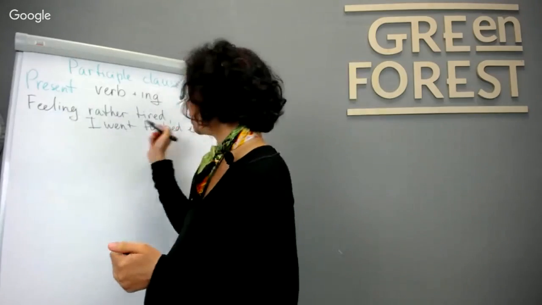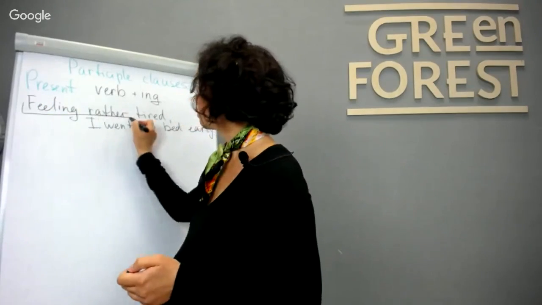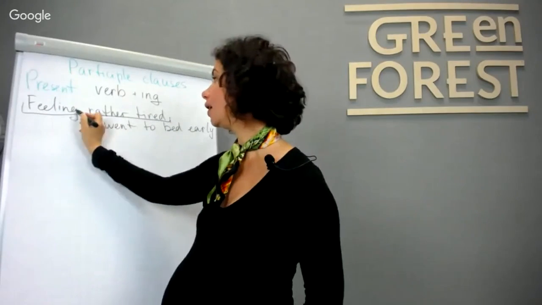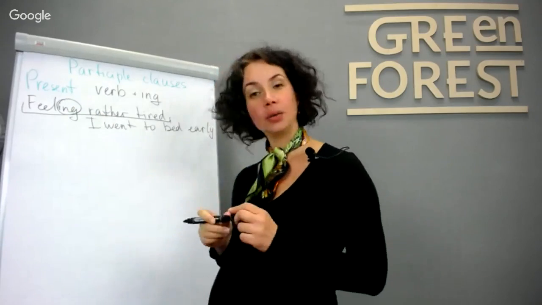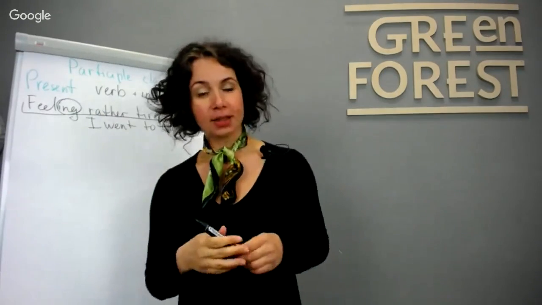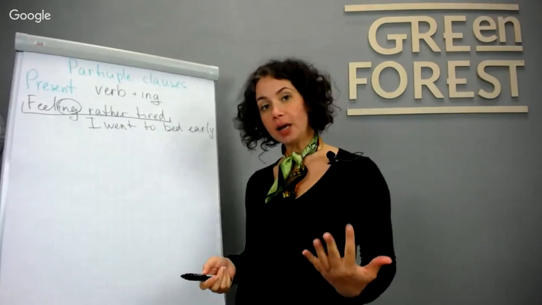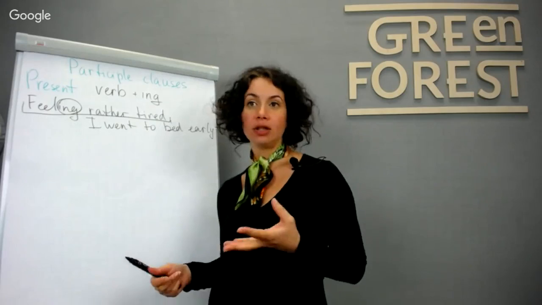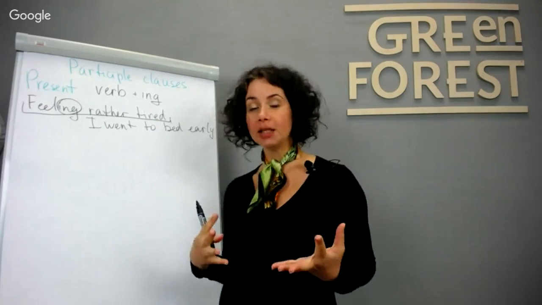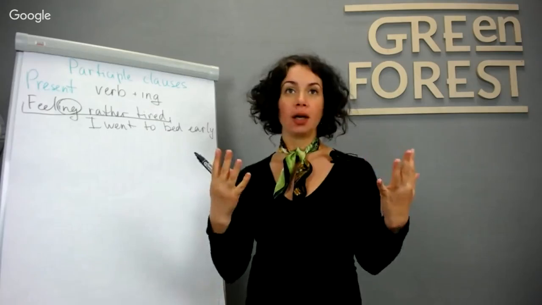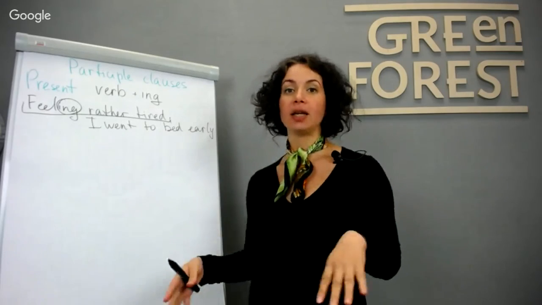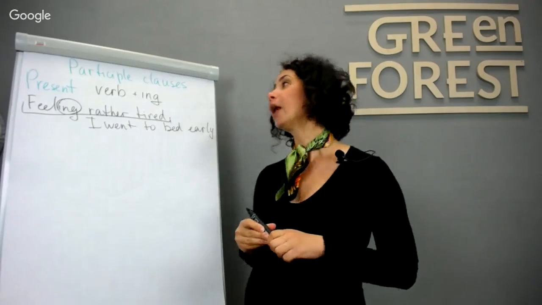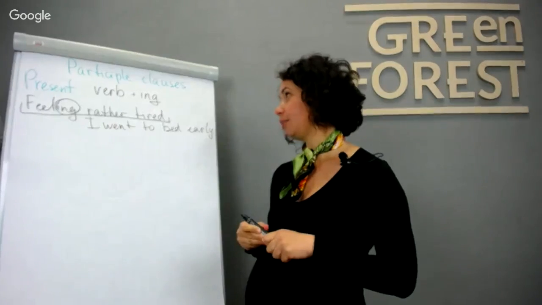Feeling rather tired is our present participle clause. And how do we create it? We use the verb feel with the ending ing. And this is how it is created. The original sentence was, when I felt tired, I went to bed early. We just shorten the sentence, as you can hear, not using when I, just saying feeling rather tired, I went to bed early. This is how we create a present participle clause.